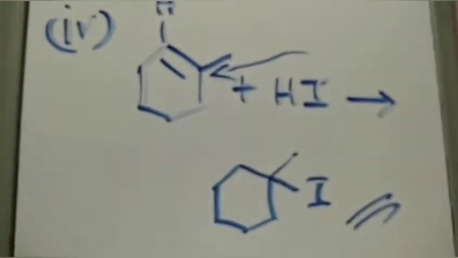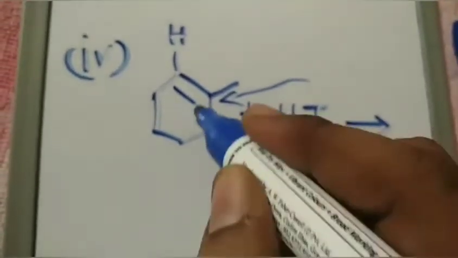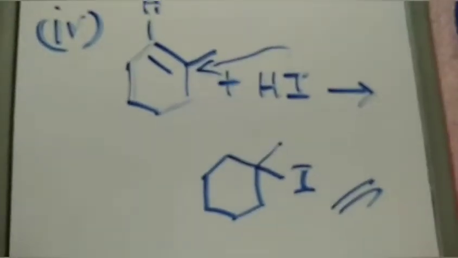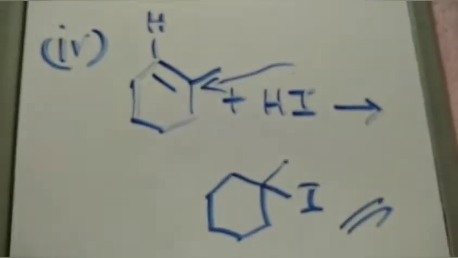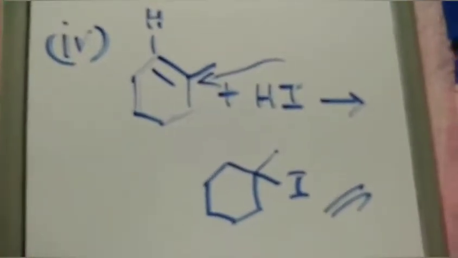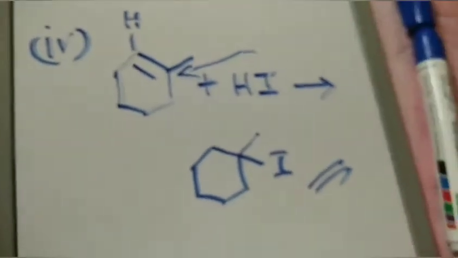Why I said Markovnikov will not work here is because I thought both carbons had the same number of hydrogens, but that's not the case. I misunderstood. If at all Markovnikov's rule does not work, then we have to go by the mechanism, that I will say in the coming examples.